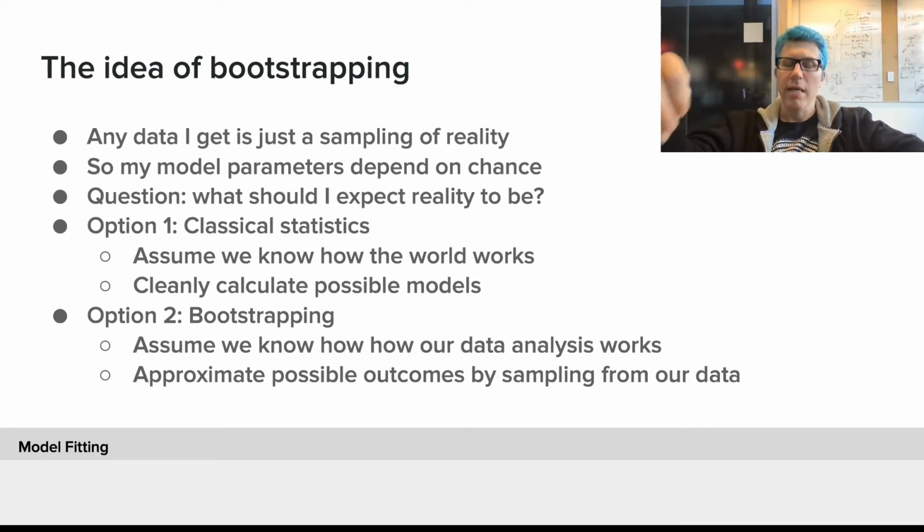The first one is classical statistics. And you will probably have heard a lot about it. And it works like this. We assume we know how the world works. So we have a model that we can write down of how the world works. And then under the assumptions of knowing what the world is, we can in a way calculate which models would be probable and which ideas would be improbable.